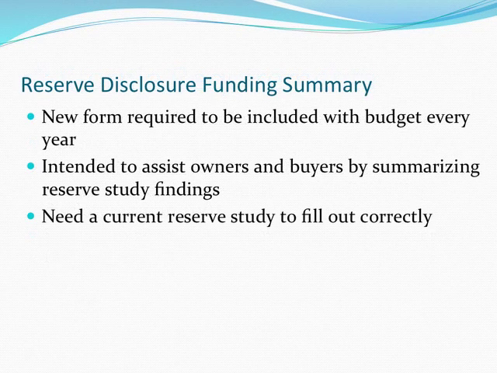Starting July 1st, 2009, California Civil Code requires that associations adopt a reserve funding plan and that they include it in their annual budget, along with their reserve study and reserve funding disclosure summary.